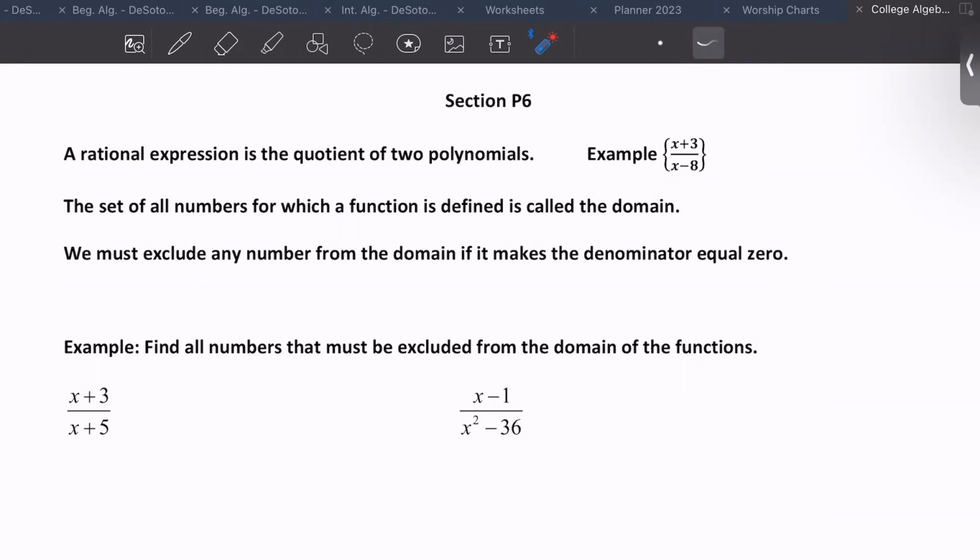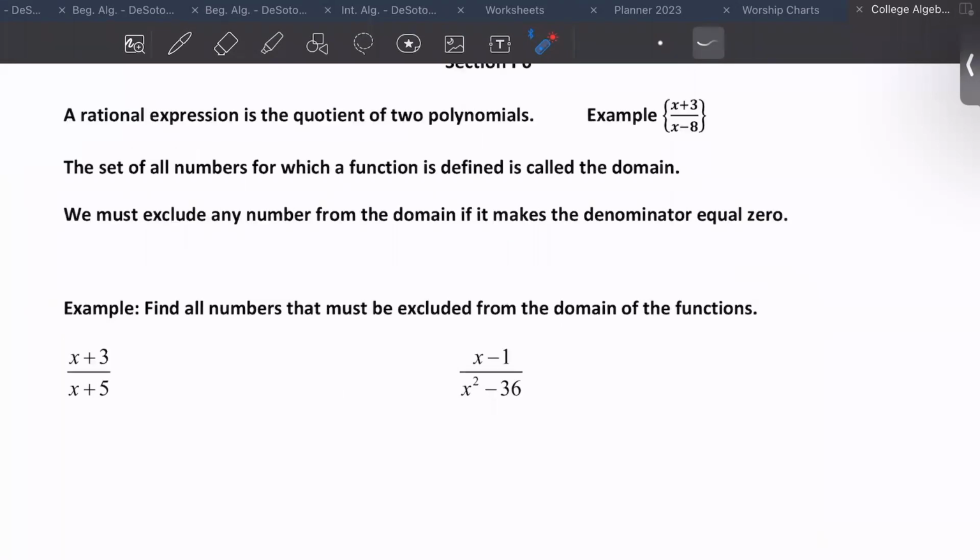And the set of all numbers for which a function is defined is called the domain. We like to say a function is undefined whenever we would get something like x plus 3 over 0. Anything over 0, right? That's not good. That's undefined. So we must exclude any number from the domain if it makes our denominator equal to 0, because that's bad. We need to exclude those numbers.